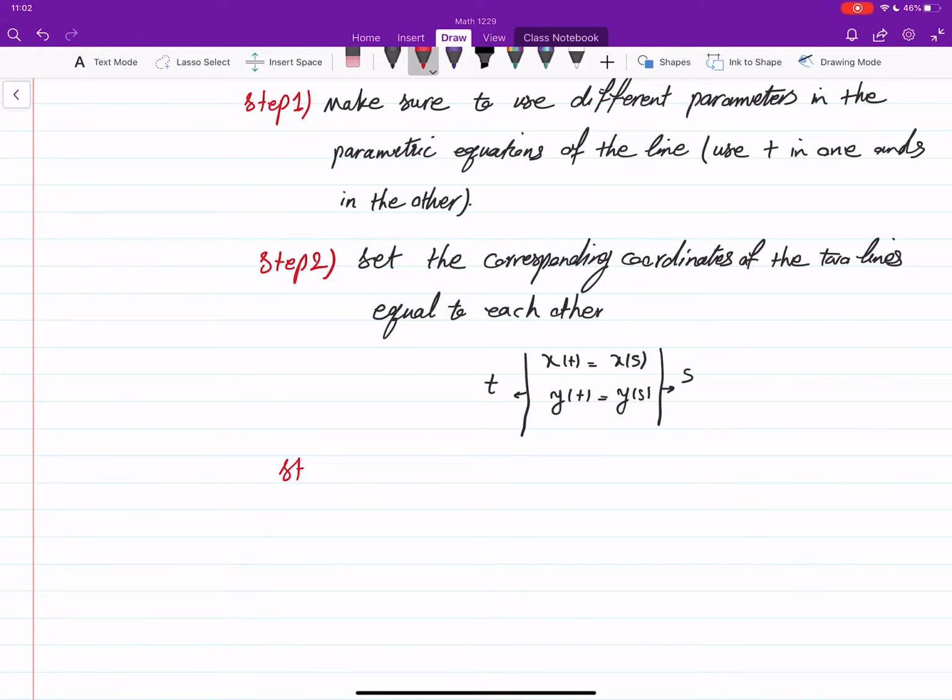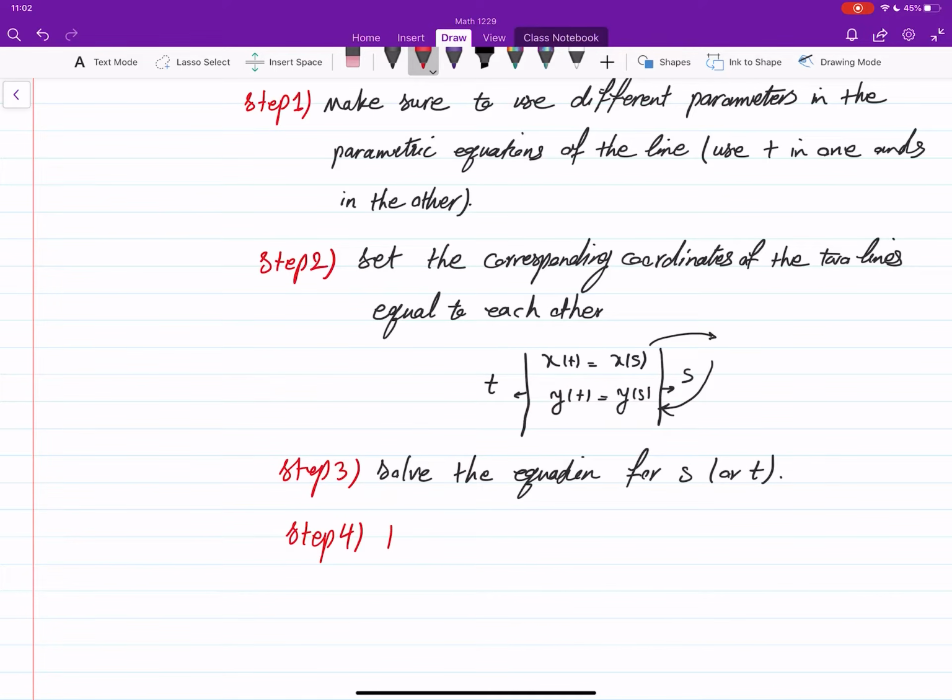Step 3, solve the equations for either s or t. For s or t, doesn't matter. What you need to do is use one of the equations to find t in terms of s, plug that value of t into the next equation, and then find the value of s, or the other way around. When you find that parameter s or t, then you have the parameter of the point of intersection.